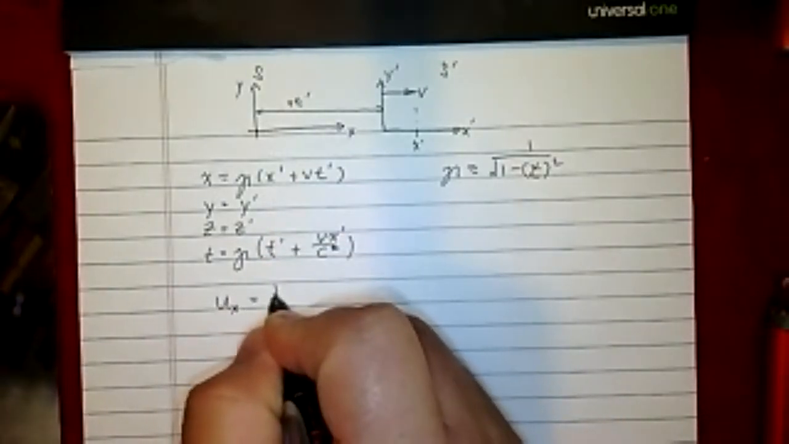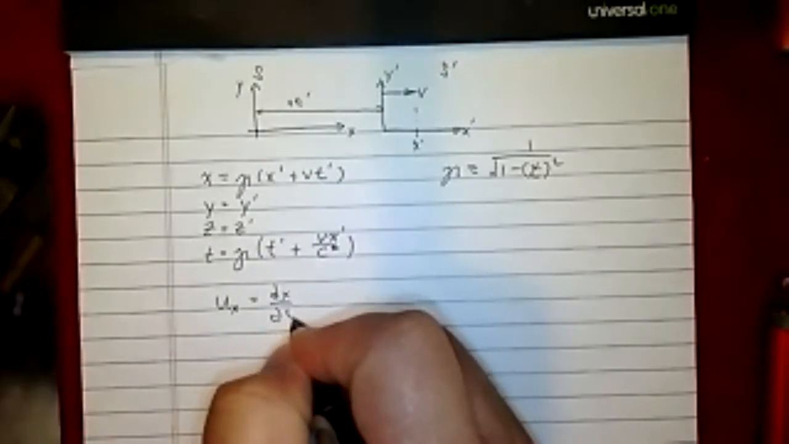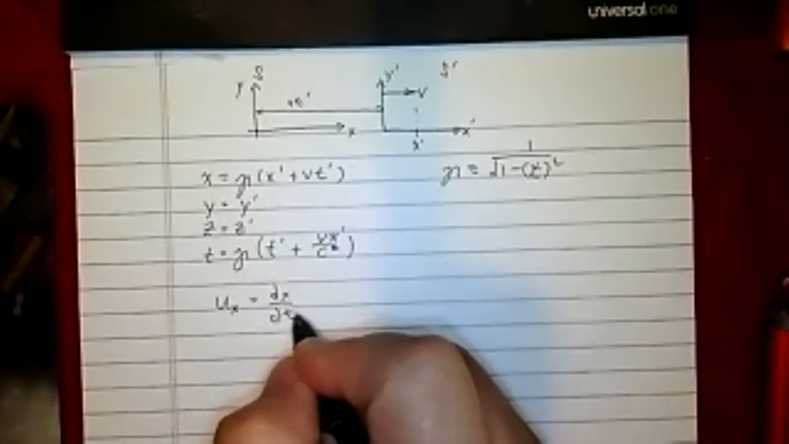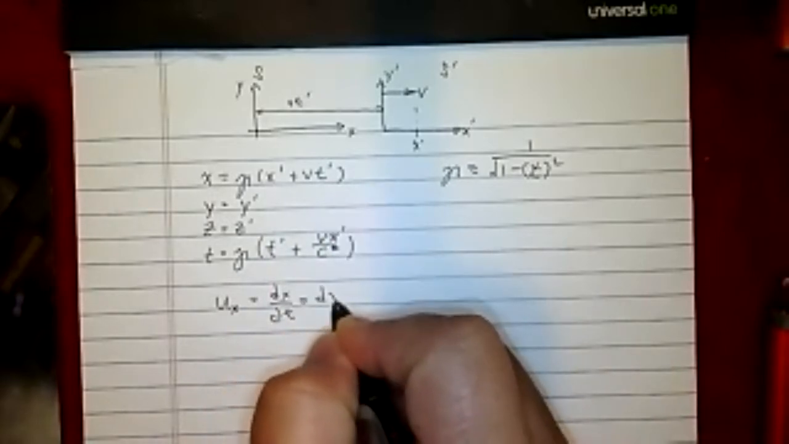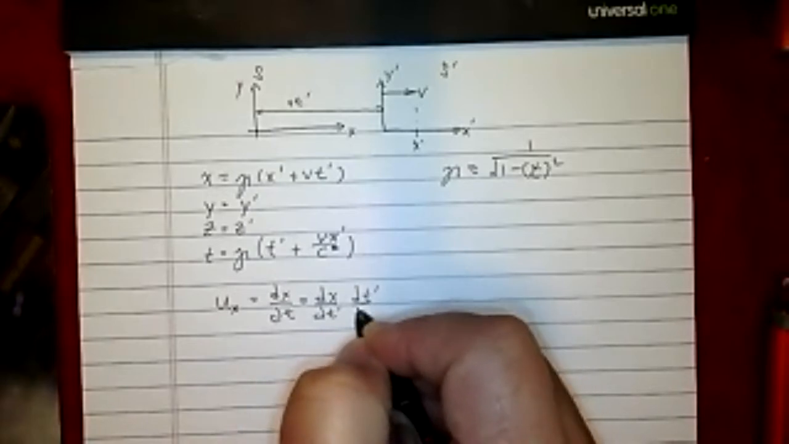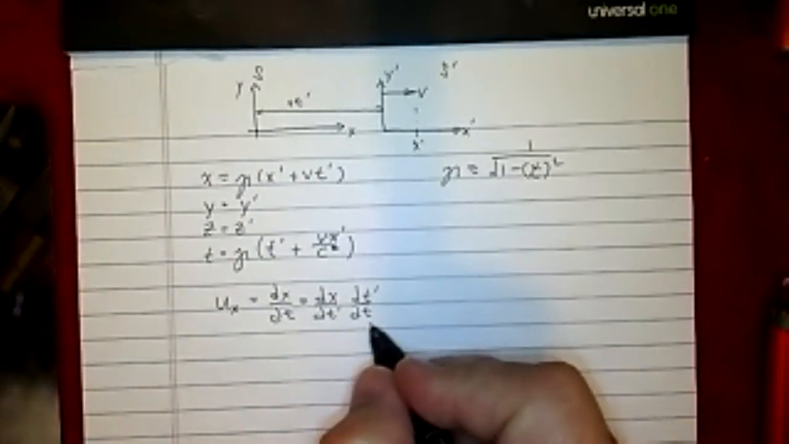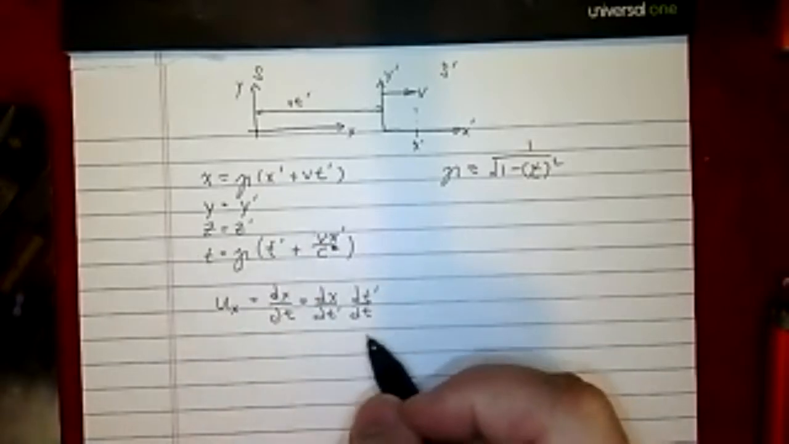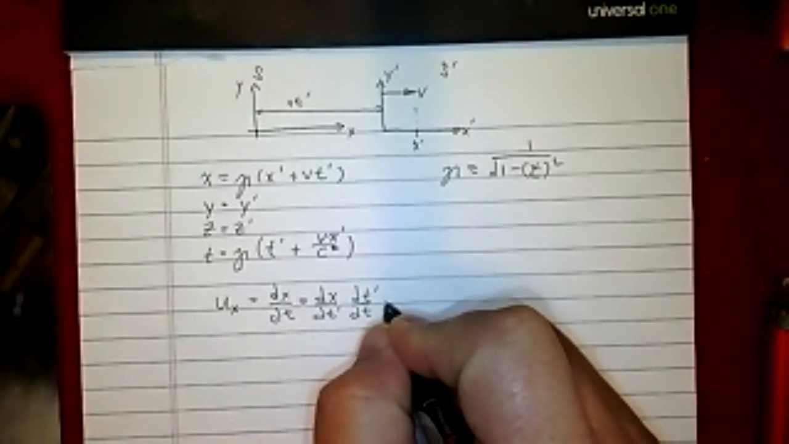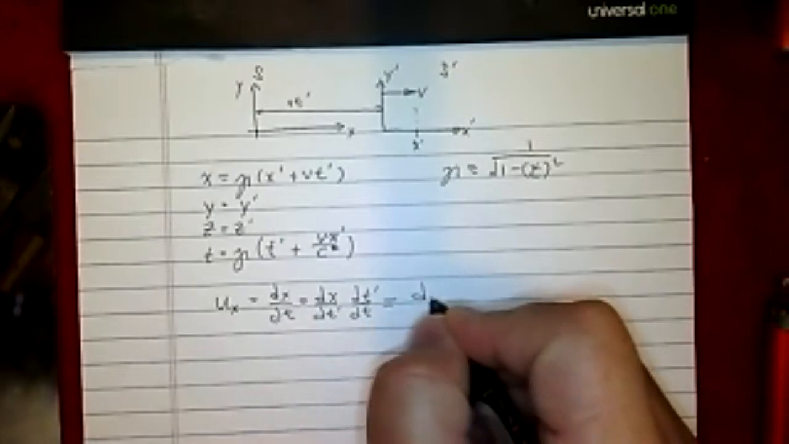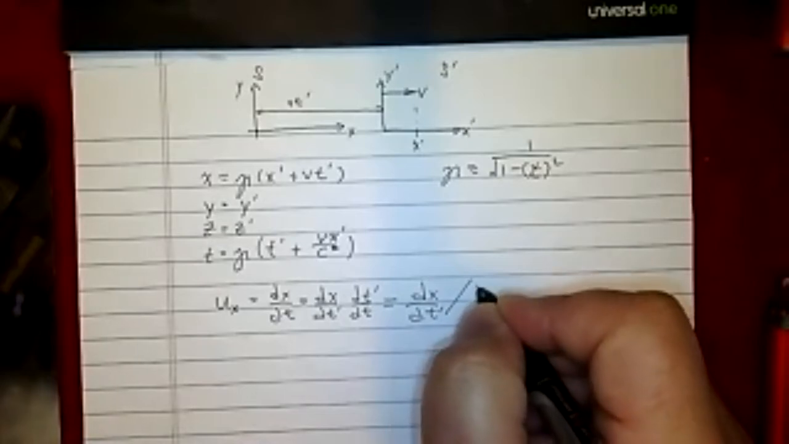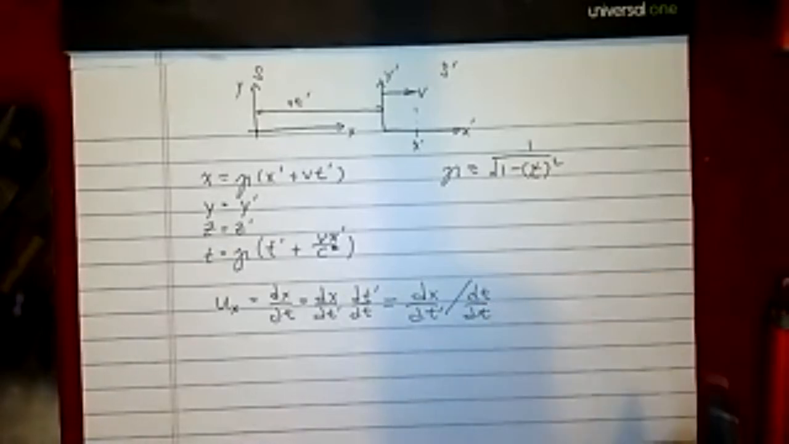So that should be dx over dt, but you see your x is a function of x prime and t prime, so we probably want to use a chain rule to make that dx over dt prime times dt prime over dt. Of course, we have t as a function of t prime, but not t prime as a function of t, so it might be better to divide by this thing and flip it over. So we end up getting dx over dt prime divided by dt over dt prime.